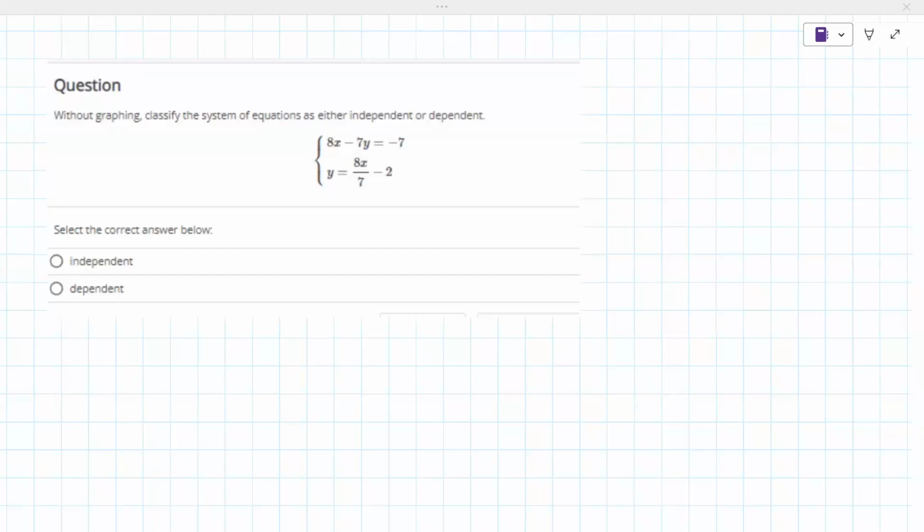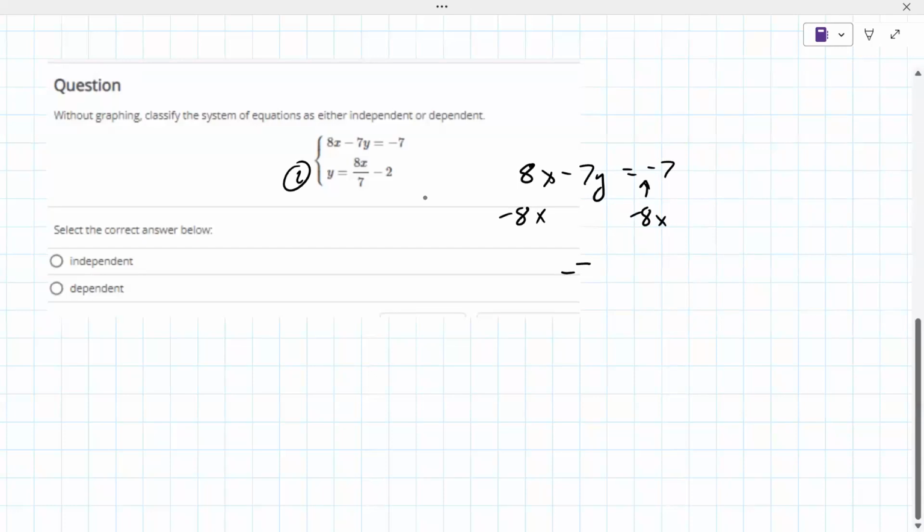All right. So the first equation is already solved for y, so that's good. The second equation, we need to solve it for y. So just like the previous problem, we're going to subtract 8x from both sides. It's always better to put that in the front. So it's minus 7y equals minus 8x minus 7. Then divide by negative 7. So y equals 8 over 7x plus 1.